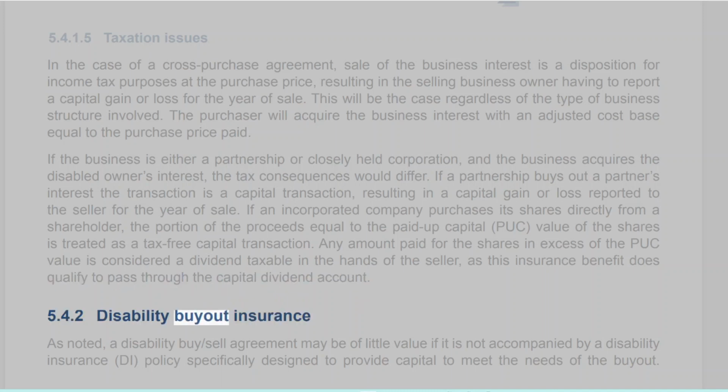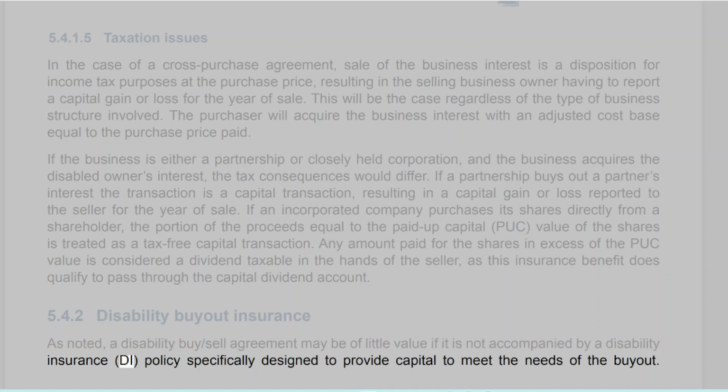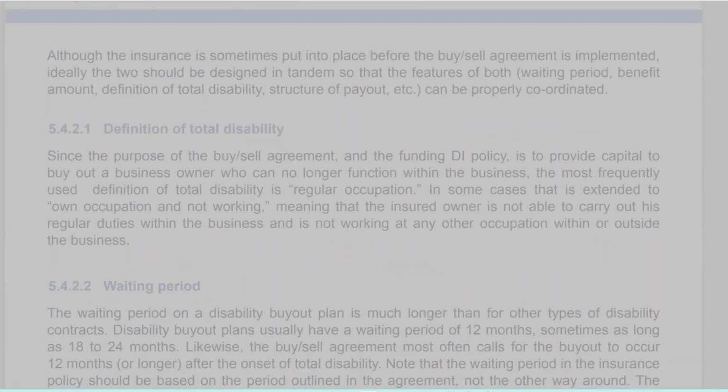5.4.2 Disability Buyout Insurance. As noted, a disability buy-sell agreement may be of little value if it is not accompanied by a disability insurance (DI) policy specifically designed to provide capital to meet the needs of the buyout. Although the insurance is sometimes put into place before the buy-sell agreement is implemented, ideally the two should be designed in tandem so that the features of both, waiting period, benefit amount, definition of total disability, structure of payout, etc., can be properly coordinated.